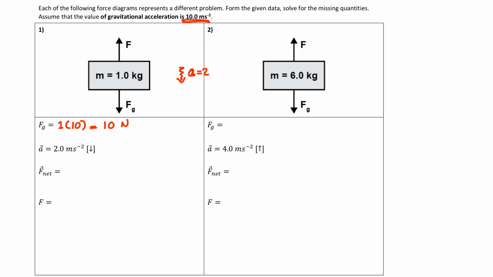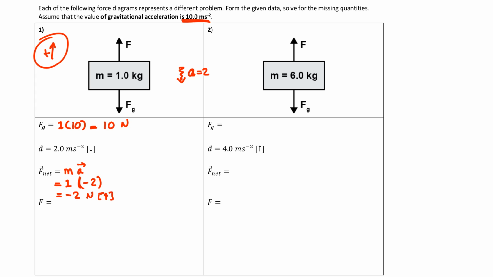Acceleration is 2, and I'm going to take up to be positive for my calculations. So Fnet is going to equal, well, in this case we have the mass and we have the acceleration, and this is going to be mass times the acceleration. My mass is 1 kilogram, and my acceleration is 2 meters per second squared downwards. I'm taking up to be positive, so I have to use a negative value here. So this is going to be negative 2 Newtons, upwards.